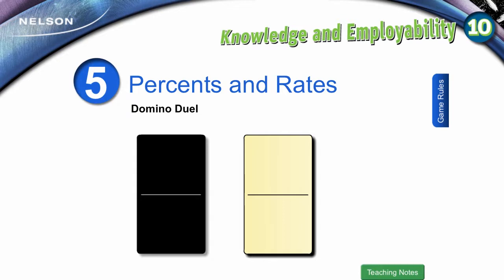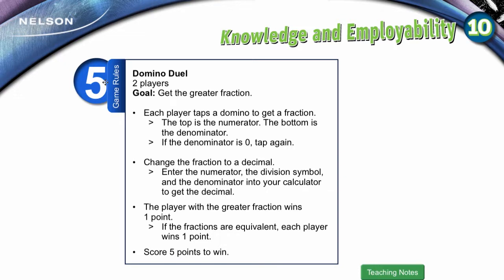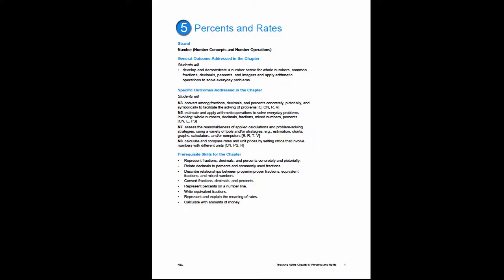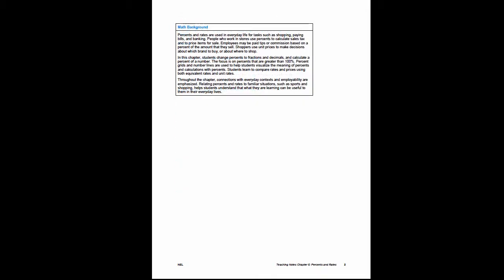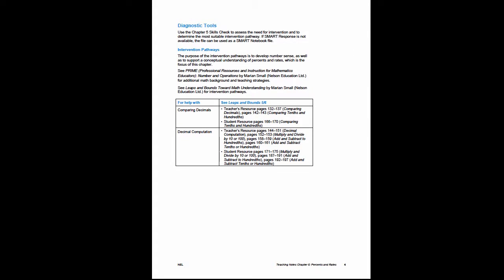In this particular game from Chapter 5, students play Domino Duel. Two students, or teams of students, click on the dominoes to randomly generate dominoes, and the team with the greater fraction gets a point. Game rules are provided for each game, so it's easy to get started having fun. Teaching notes for the chapter are also provided, including outcomes addressed in the chapter, background information for the teacher, a planning chart, and suggestions for remediation associated with the diagnostic test.